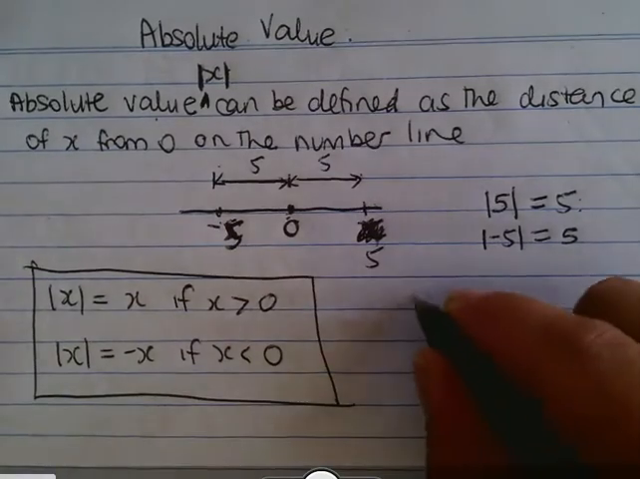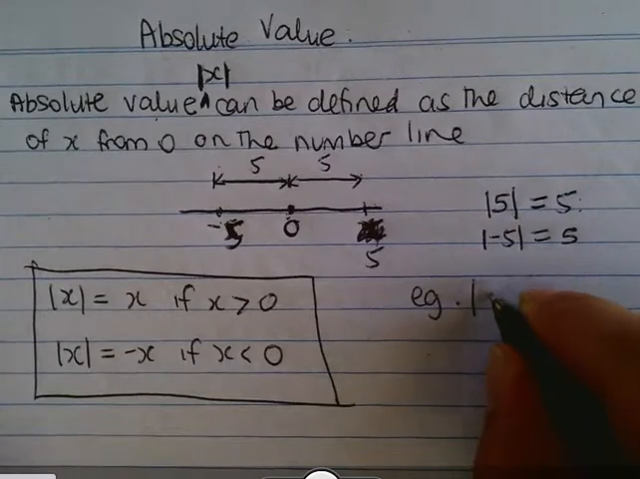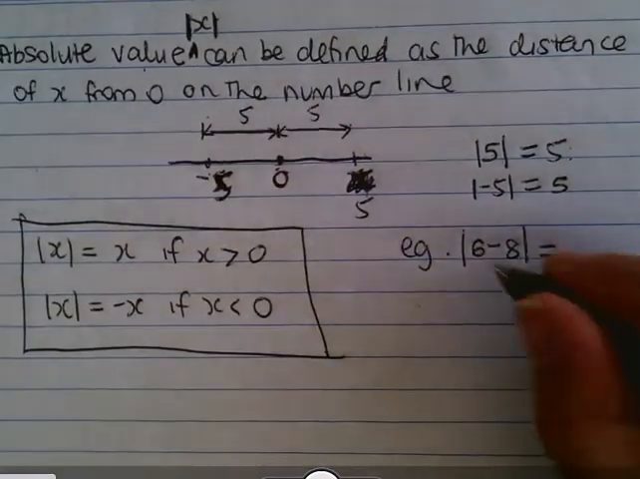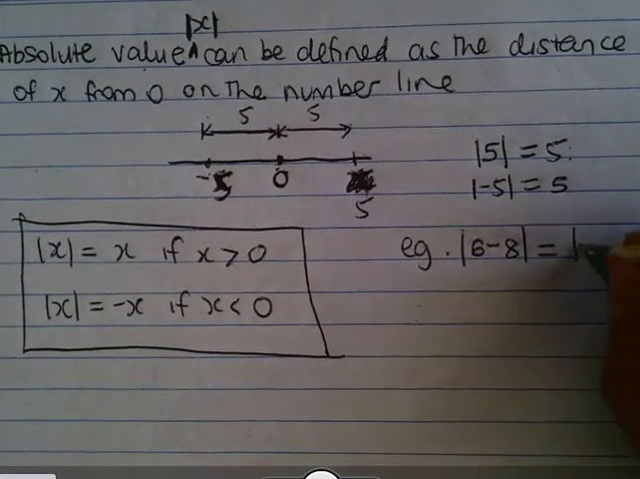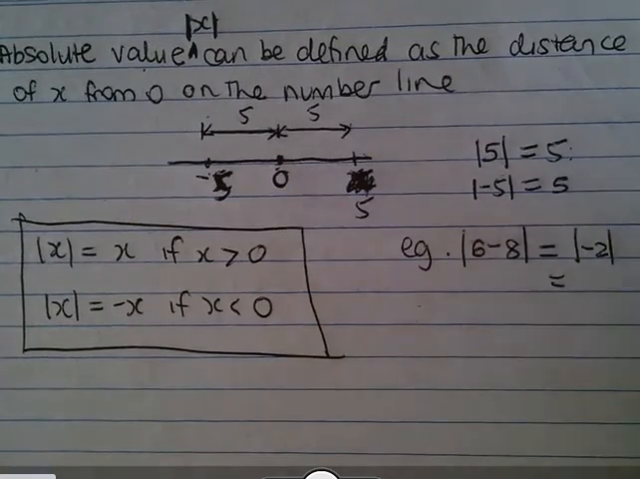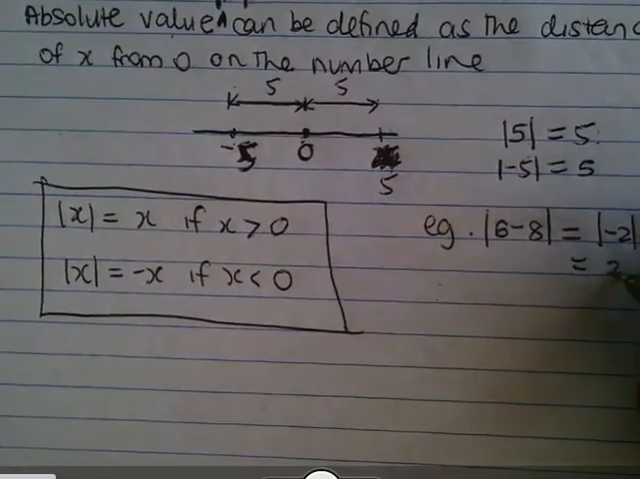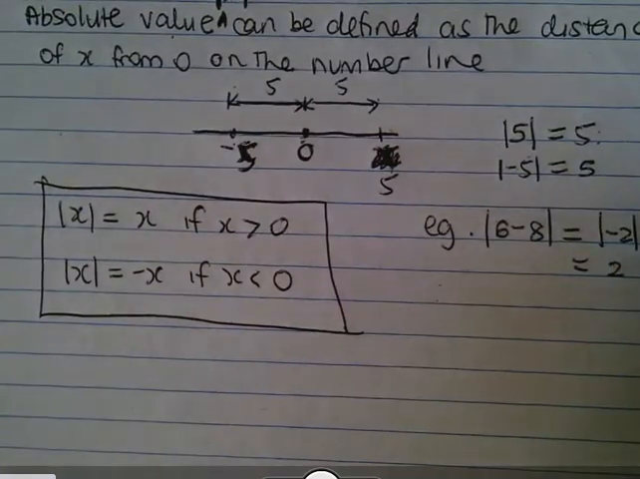Just ignore this at the moment. Absolute value of 6 minus 8. We're just going to do some examples. Now, before I do absolute value, what is 6 minus 8? -2. So just by looking at what we did up there, what's the absolute value of -2? 2. So when you do the absolute value of a negative, it just becomes positive.